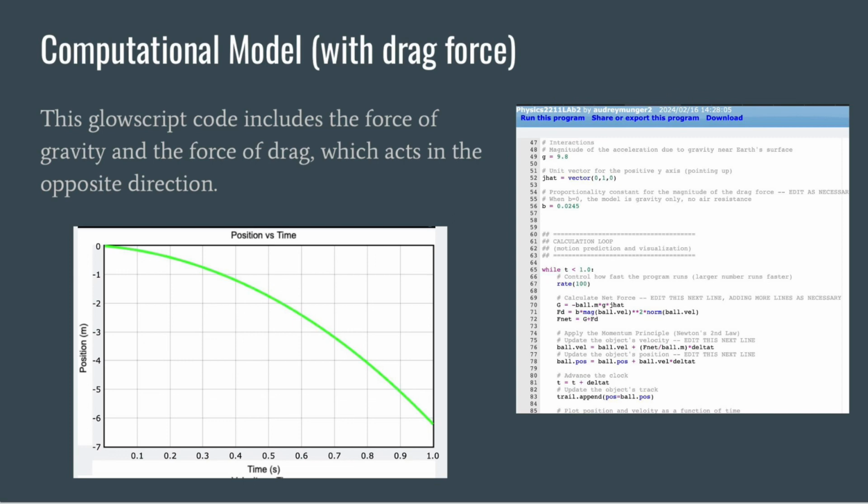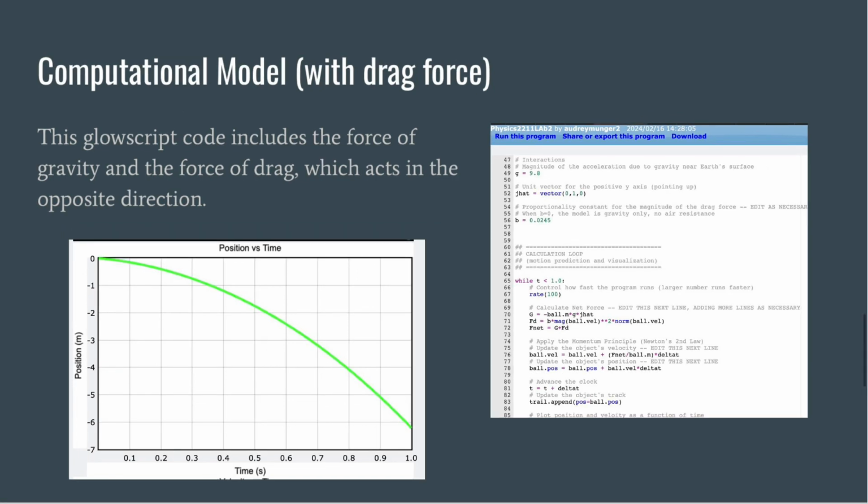The second computational model, the gravitational and drag force model, is seen here. These two forces are in opposing directions. Looking at the GlowScript code, you can see that for this model, a non-zero value of b has been added, which is used to calculate the drag force. The position versus time graph generated by GlowScript has the same general shape as the previous model. However, according to Newton's second law, this one should be decreasing slightly slower because of the drag force working against the gravitational force.